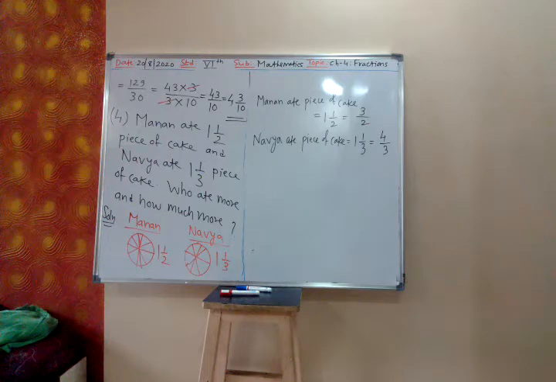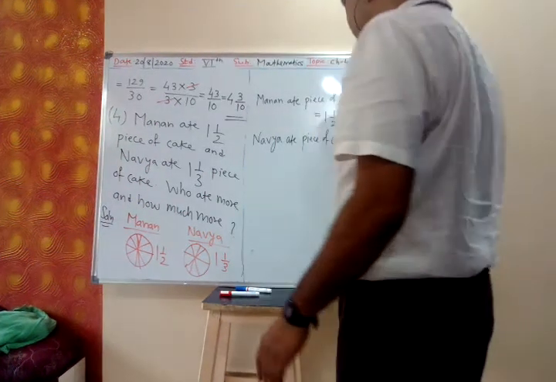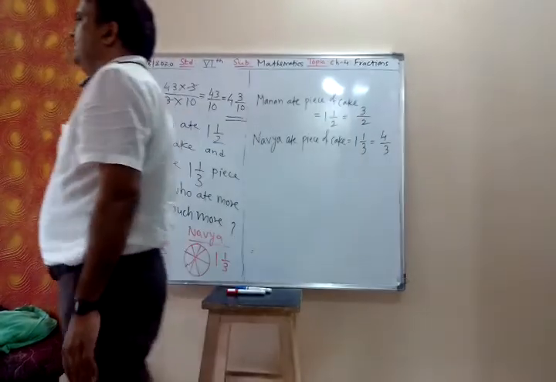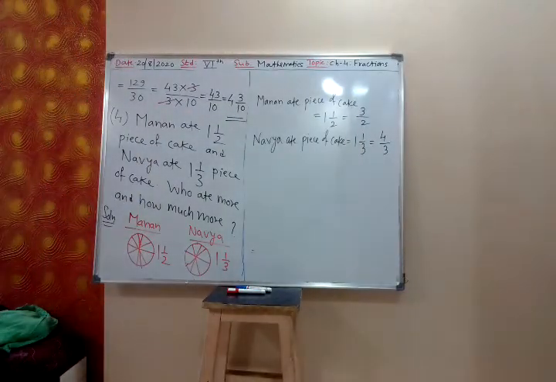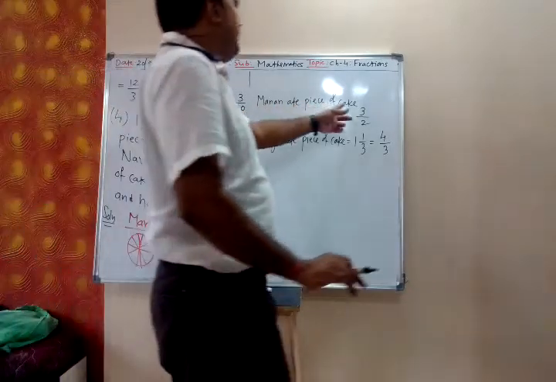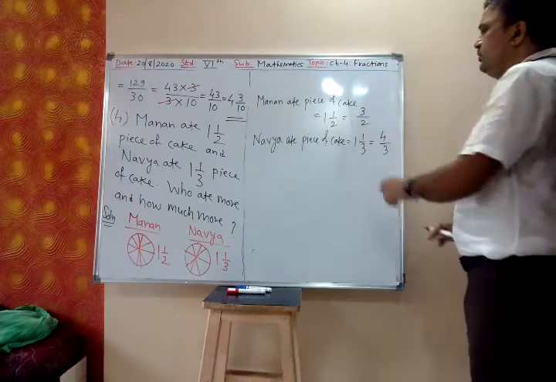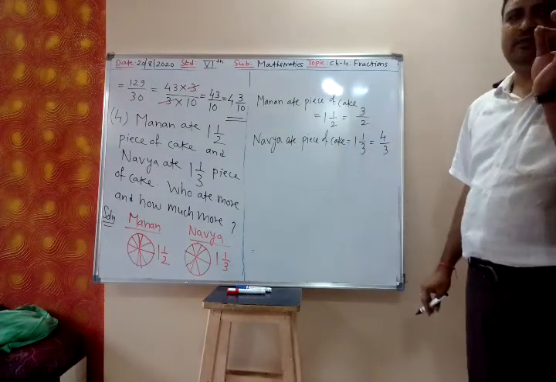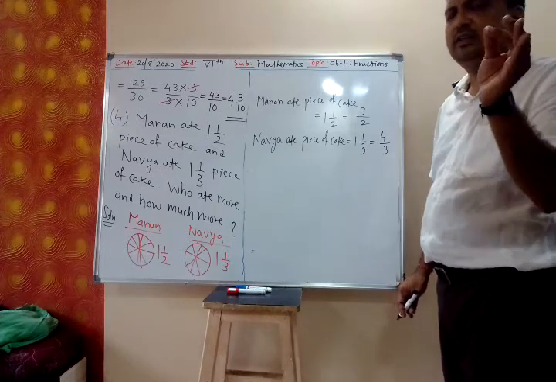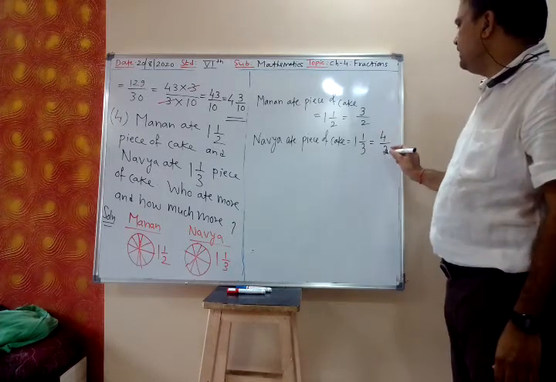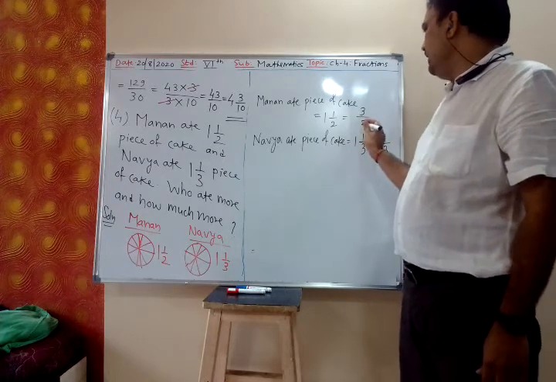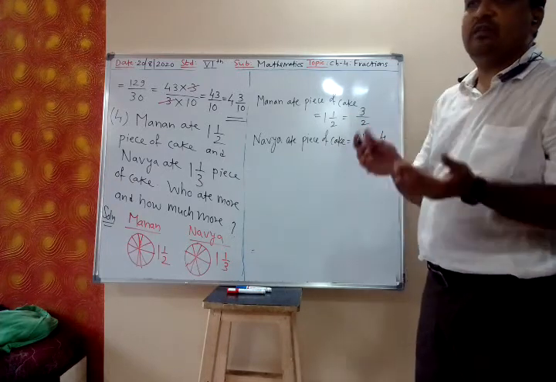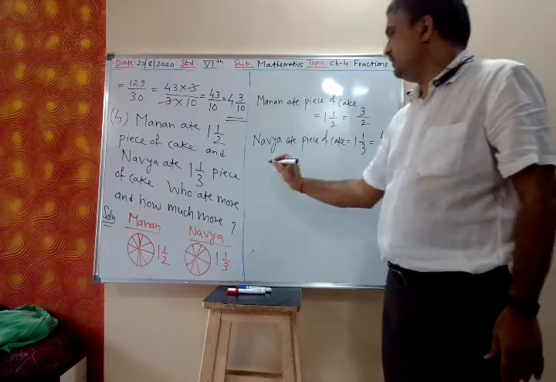4. Wait. Yes. Yes. Video, nothing can be said. Right. So Manan ate piece of cake is 1:1/2, 3/2. Navya ate piece of cake 1:1/3, 4/3. Now you have two fractions, 3/2 and 4/3. 3/2 and 4/3. We have to convert them into like fraction.